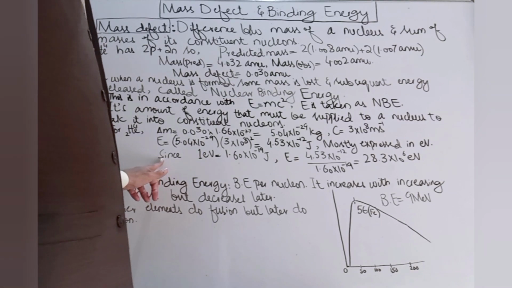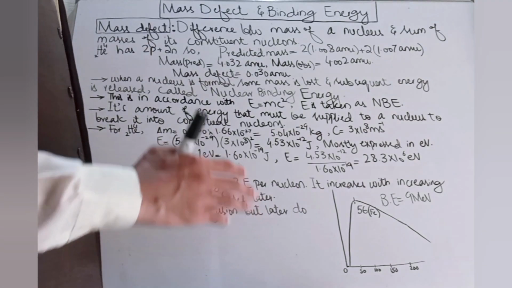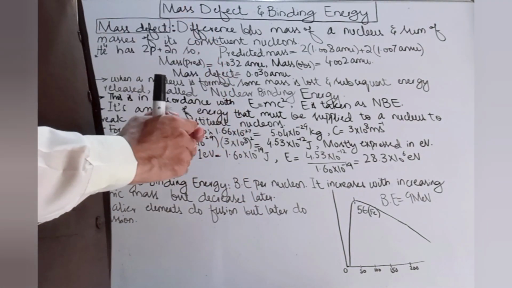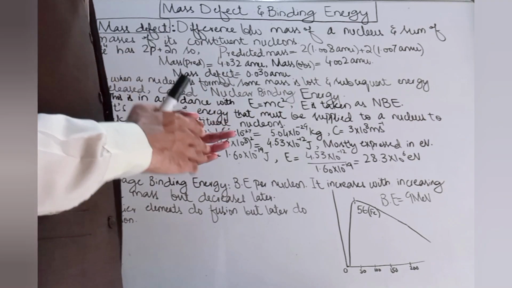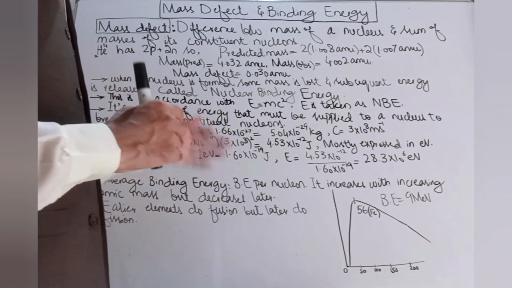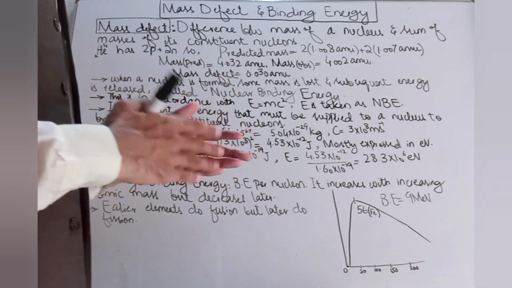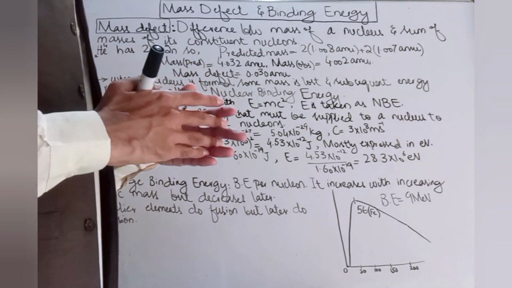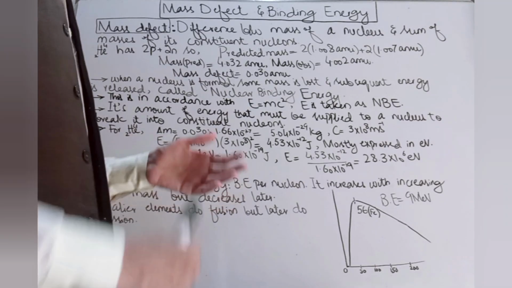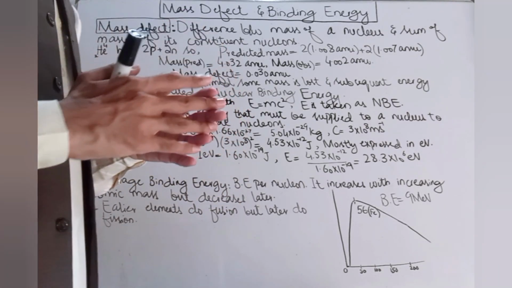The average binding energy increases with increasing atomic mass, but decreases later. If we look at the trend of the nuclear binding energy, it is observed that in the start, it increases with the increasing atomic mass of the nuclei, but after a certain maximum value, it starts decreasing with the increase in the atomic mass of the nuclei. So we can make an idea that the nuclear binding energy is maximum for the nuclei with intermediate atomic masses.